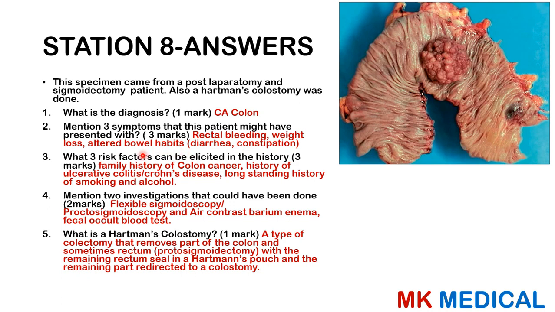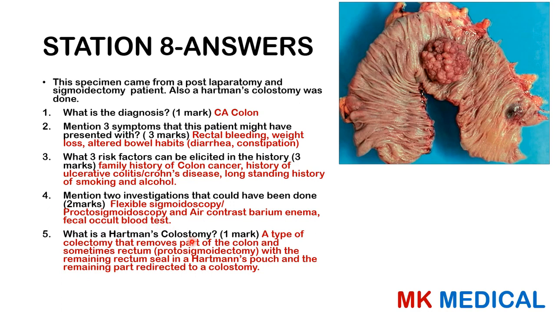Risk factors are going to include a family history of colon cancer, a history of ulcerative colitis or Crohn's disease, a long-standing history of smoking, and a long-standing history of alcohol. Then 2 investigations that can be done: a flexible sigmoidoscopy or a proctosigmoidoscopy, an air contrast barium enema, and a fecal occult blood test.